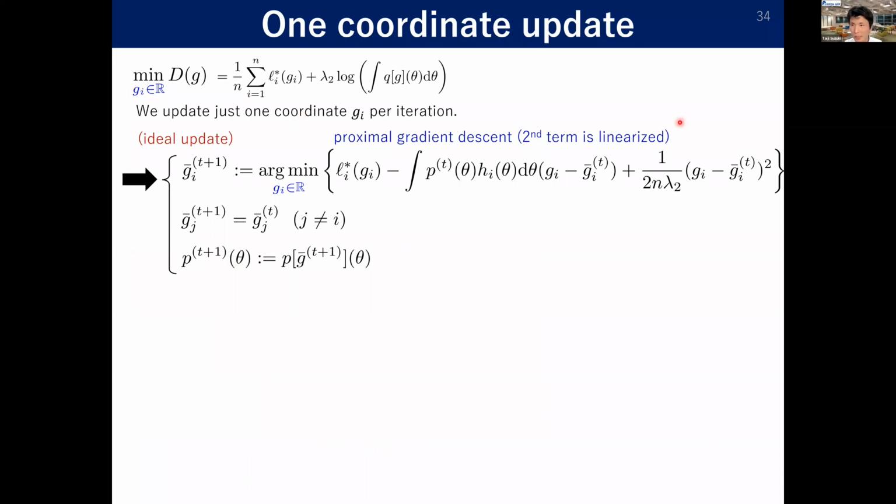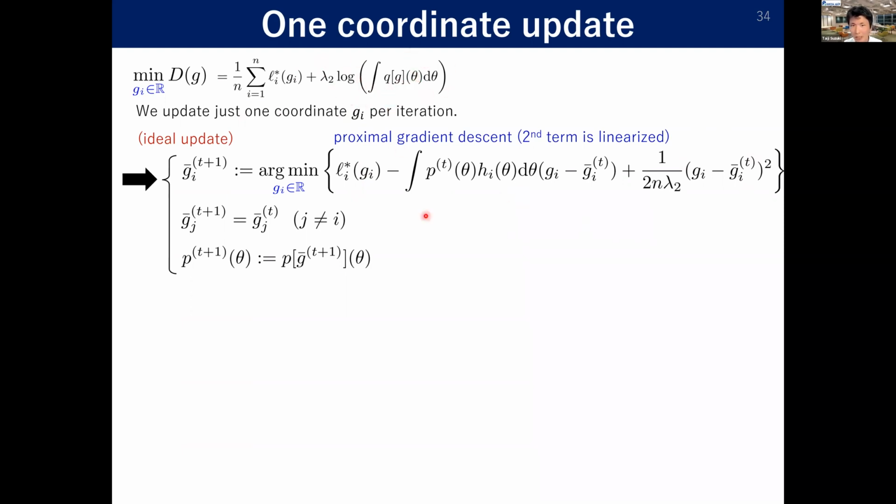So this is our concrete update rule. We pick one coordinate i and update g_i. Then this objective function can be upper bounded by this quantity. Here there is some nonlinear term, and this can be approximated.